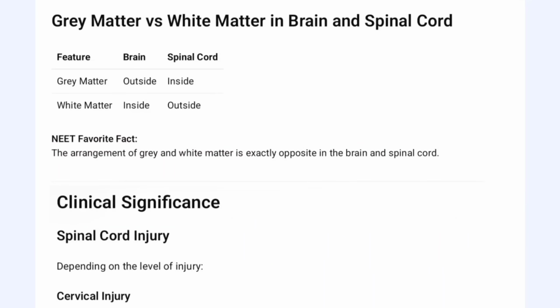Now, what is the difference between gray matter and white matter present in the brain and the spinal cord? Gray matter in the brain is present outside. It surrounds the white matter, which is present inside. And in case of spinal cord, the gray matter is present inside and the white matter surrounds it. So the arrangement of gray matter and white matter is exactly opposite in the brain and the spinal cord.